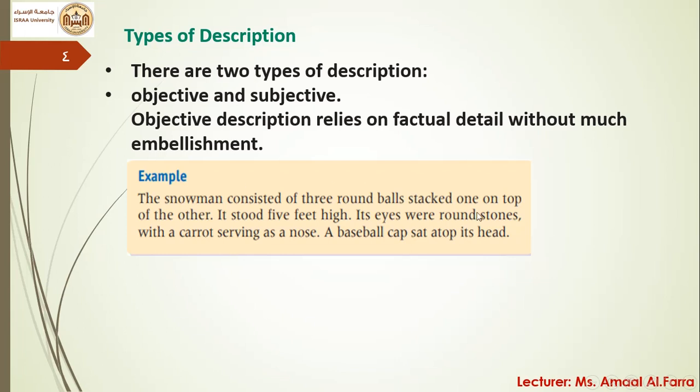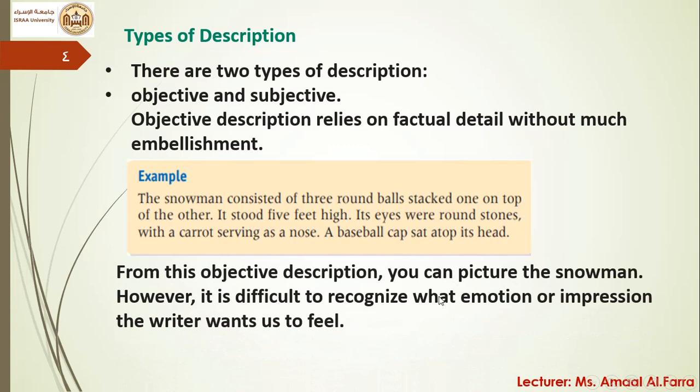Now these sentences, or this paragraph, describe how the snowman is built and how it looks. How is the head, the body, the nose, the eyes? But does it evoke any feelings? Of course not. Okay, we don't have emotions or feelings when we read this paragraph. This is called objective description. What about the subjective description?